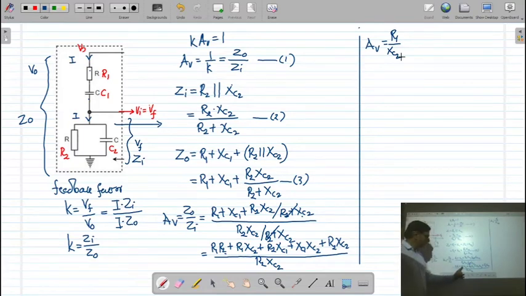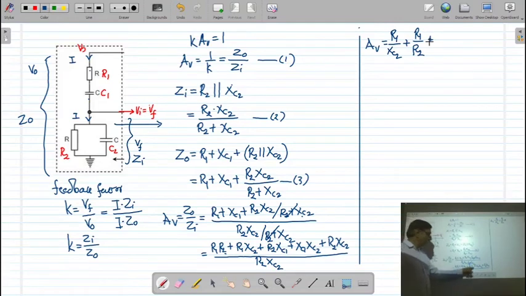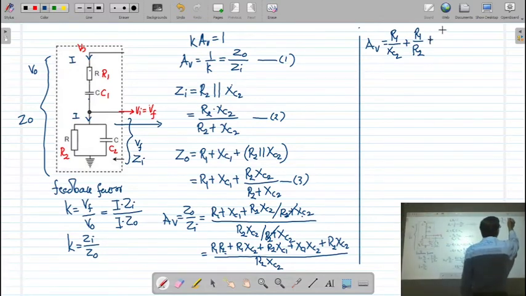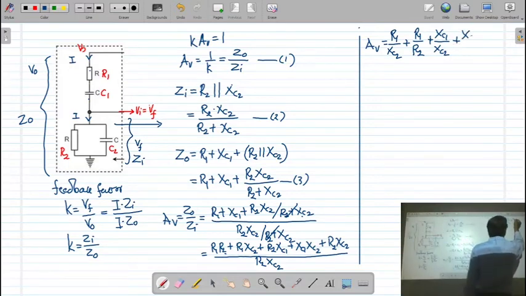Now what is the second term? In the second term, R1 XC2 divided by R2 XC2, so XC2 will be cancelled and the second term will be R1 divided by R2. Then in the third term, R1 XC1 divided by R2 XC2, so R2 and R2 will be cancelled, and we have XC1 divided by XC2. Then in the fourth term, XC2 will be cancelled and this will be XC1 divided by R2.